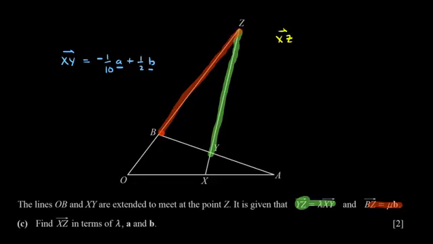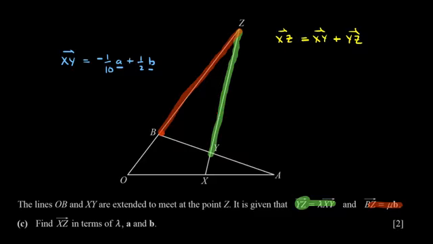is the same thing as going from X to Y, and then after we go from X to Y, we're going to go from Y to Z, right? That should make sense, right? Imagine walking along this path. I start at X, I go to Y, then I go from Y to Z. It's the same thing as going from X to Z.